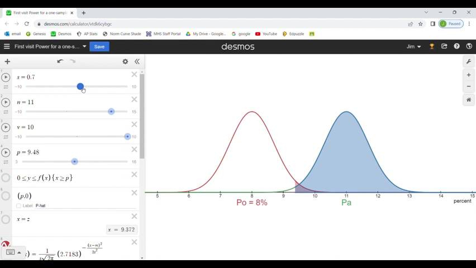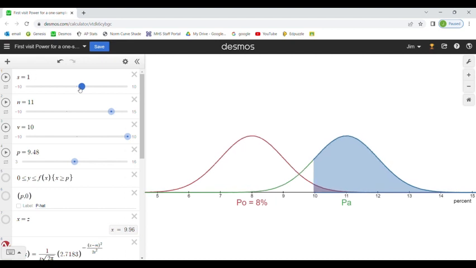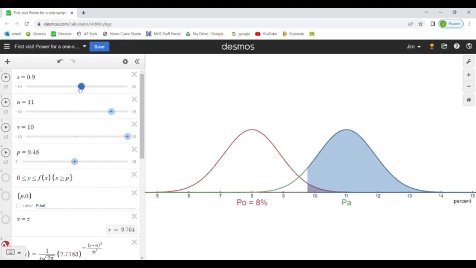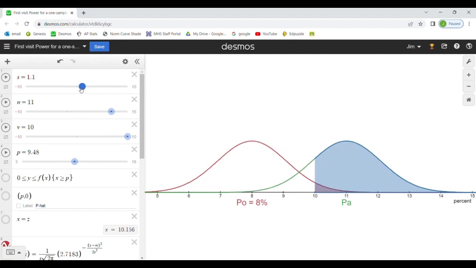So that means the blue shaded region represents the power. As the sample size increases, the standard deviation of the sampling distribution gets smaller, and look what happens: the blue shaded region gets bigger. So the power increases as we increase our sample size. Okay. All right, let's get it back to about where it was. I think it was about there. Okay, so that's one way to increase the power: increase the sample size.